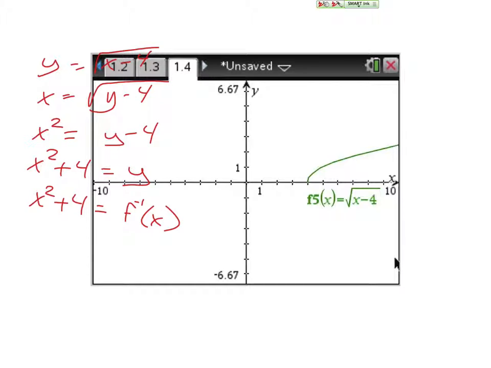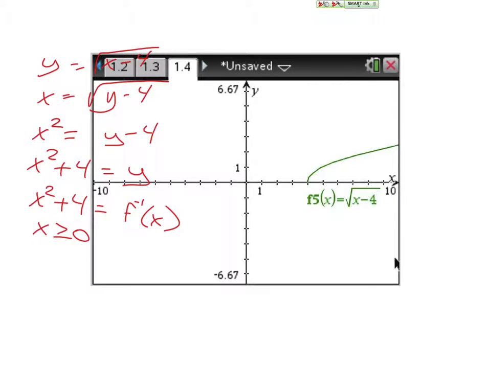Okay? So what I need to do is find the range of the original, and that's going to turn into the domain of my new one, which will restrict it to where it's half of a parabola. So, what is the range of this original? 0 to infinity is the range, so that means my domain is 0 to infinity. So I want to restrict this, and let's just say x is greater than or equal to 0. So I have x squared plus 4, but I'm only going to look at x values greater than or equal to 0, and that should give me half a parabola.